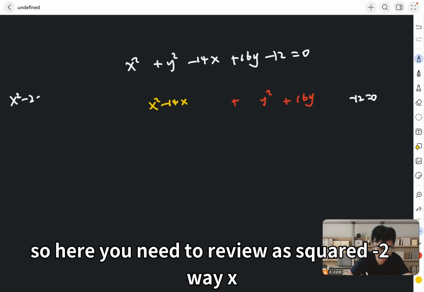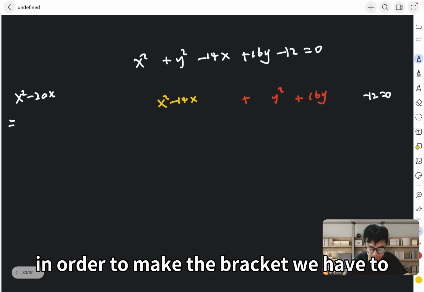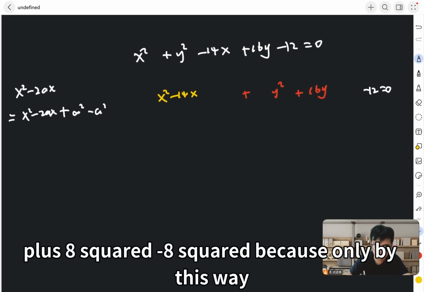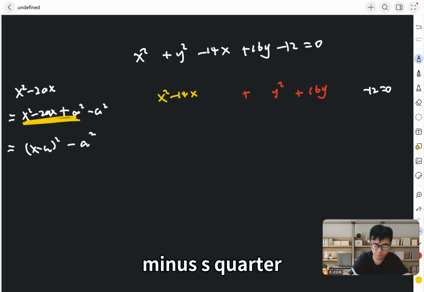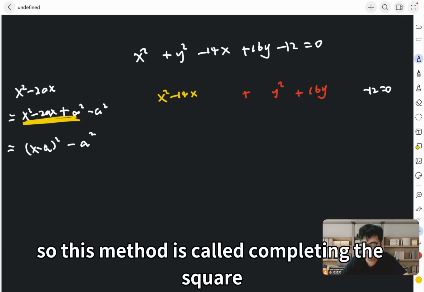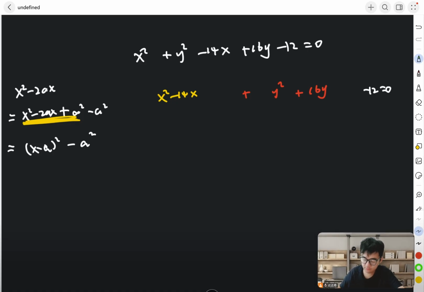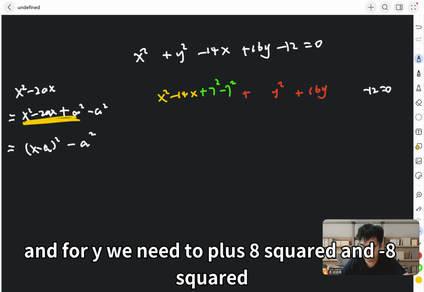x² - 2ax. In order to make the bracket, we have to add a² and subtract a², because only in this way can this part be rewritten as (x - a)² - a². So this method is called completing the square. And here we need to add 7² and subtract 7², and for y we need to add 8² and subtract 8².